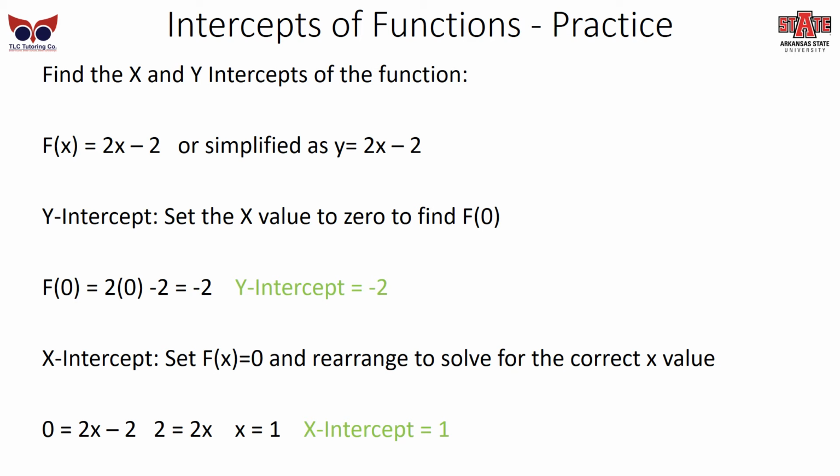Then we do the same thing for the x-intercept. We set the f of x to 0 and rearrange to solve. So 0 equals 2x minus 2. I move the 2, I divide by 2, and the x-intercept is equal to 1.